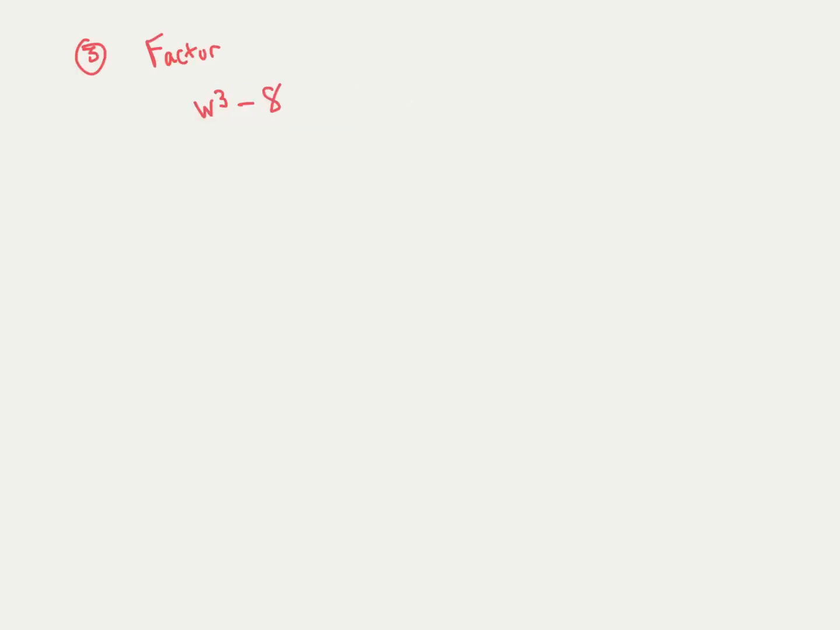Example 3, factor w cubed minus 8. Just go through our basic steps. First step, greatest common factor. W and 8 are not going to have anything in common, so we can move on from there. Second, again, it's a binomial. So you want to look at your list of the 3 different ways we can factor a binomial. Difference of squares, difference of cubes, sum of cubes. This definitely is not sum of anything because we got a minus there in the middle.